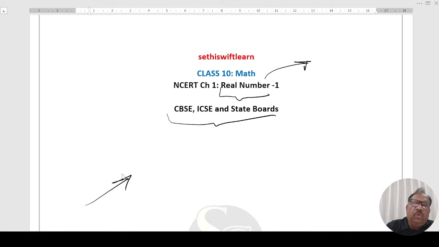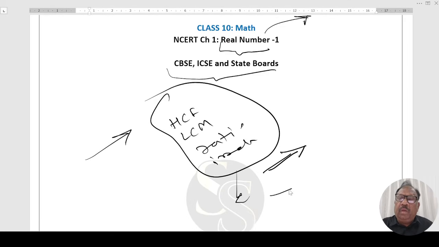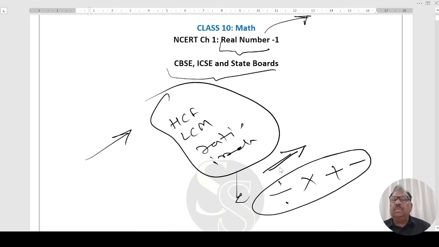In today's session, we are going to clear the concept of what is HCF, what is LCM, what is a rational number, what is an irrational number, what is a composite number, and when they are operated by multiplication, division, addition, subtraction, what is the final answer? As the session is very important, it is requested that you go through the session completely.